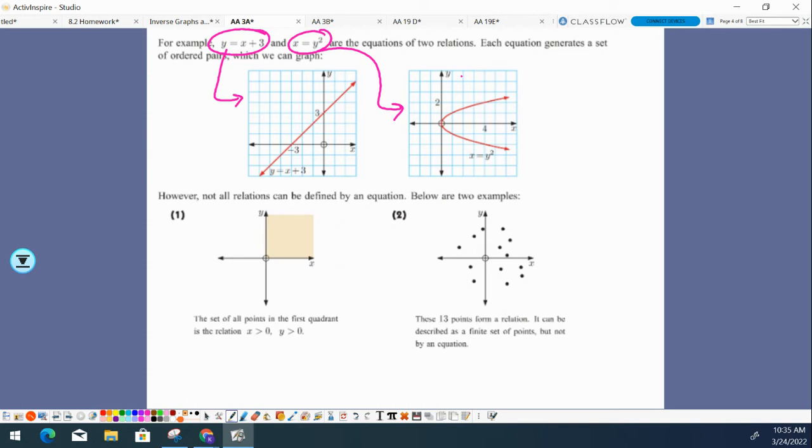Now, not all relations can actually be defined by an equation. So think about when you have x is greater than 0 and y is greater than 0. That's going to be the entire first quadrant. Notice how this is all shaded up here. Everything going above and greater than in that spot there. So those are your inequalities. Then example 2 is just 13 different points randomly put on a graph. So we just say that that's a relation.